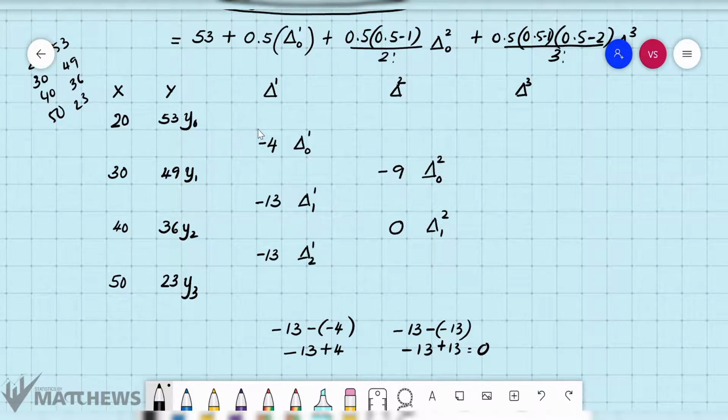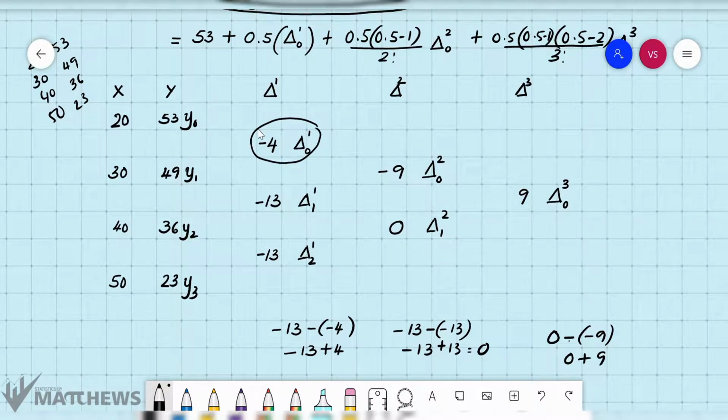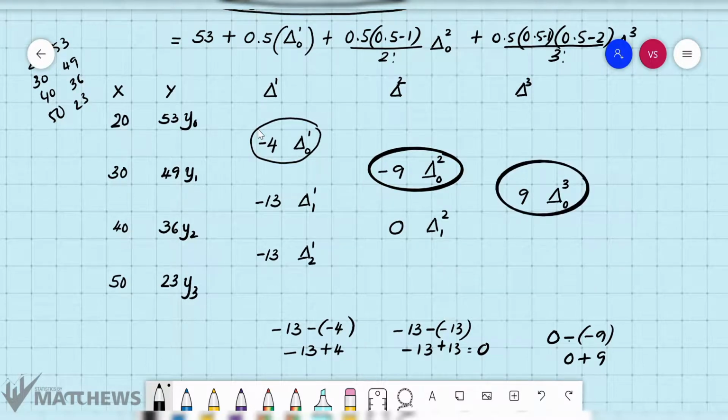Fine. The next one, the last leading difference, that is delta 1 raised to 2 minus delta naught raised to 2. That is 0 minus minus 9. Minus of minus would be plus. 0 plus 9. The answer here is 9. So this is delta naught raised to 3. So we have three values here, students. This is delta naught raised to 1, this is delta naught raised to 2, and this is delta naught raised to 3. You understand this? These are the three values that we require.